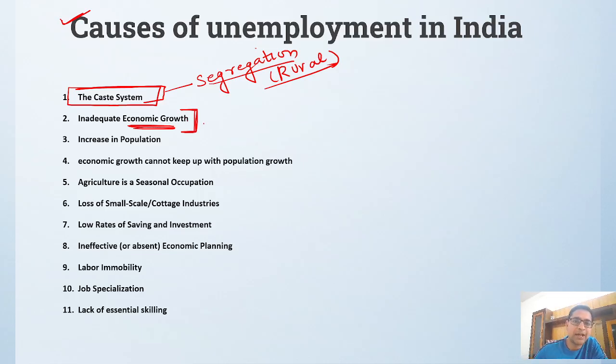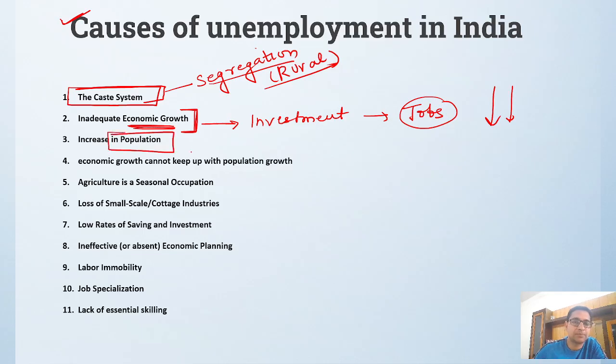Because economic growth happens, investment comes. Once the investment comes, jobs will be created and unemployment will go down. There is huge population pressure. I think in July 2023, we crossed China and became the most populous country in the world.